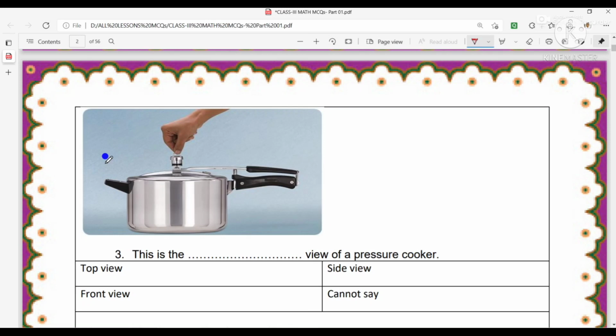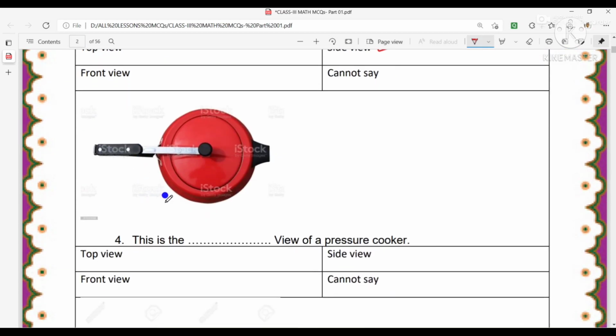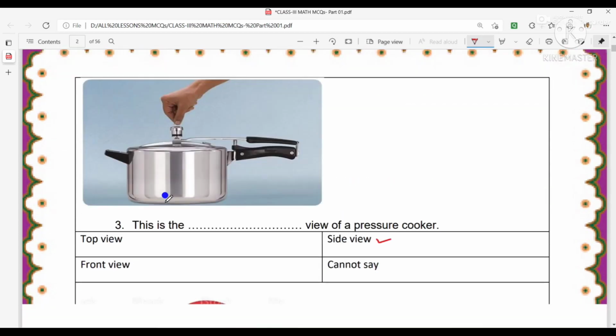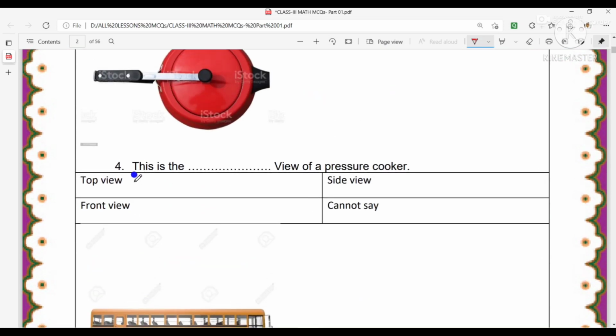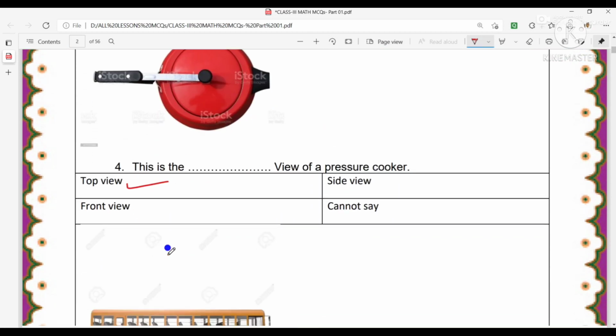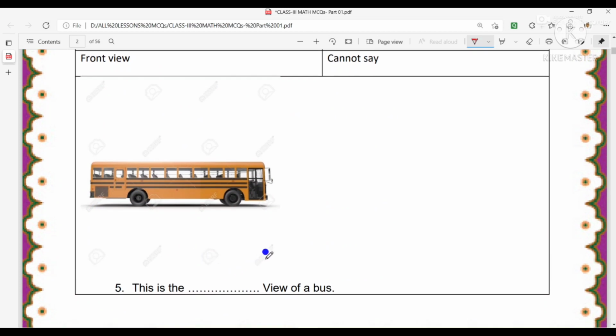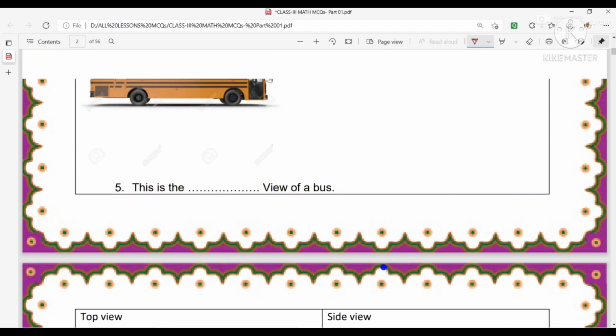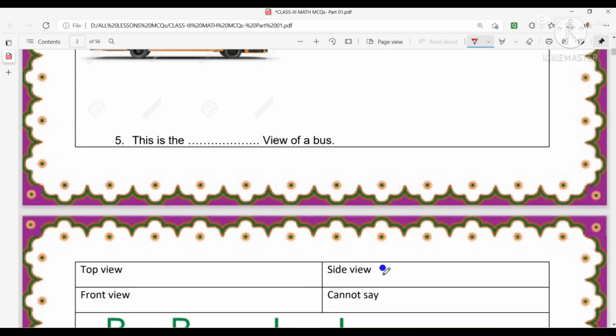Yes, students, this is the desk view of a pressure cooker. This is the side view. Next, this is the desk view of a pressure cooker, top view. Next, this is the desk view of a bus. Yes, side view. Okay, students. Next question.